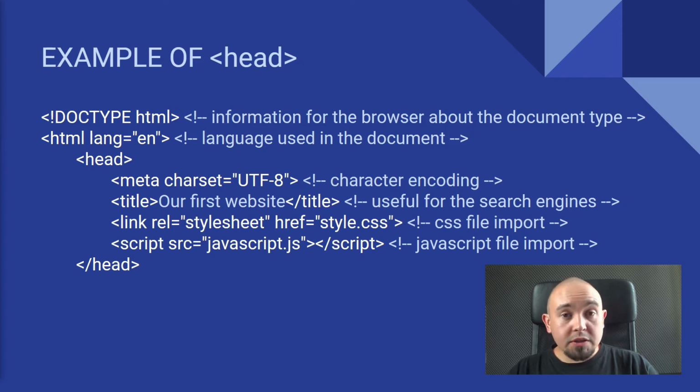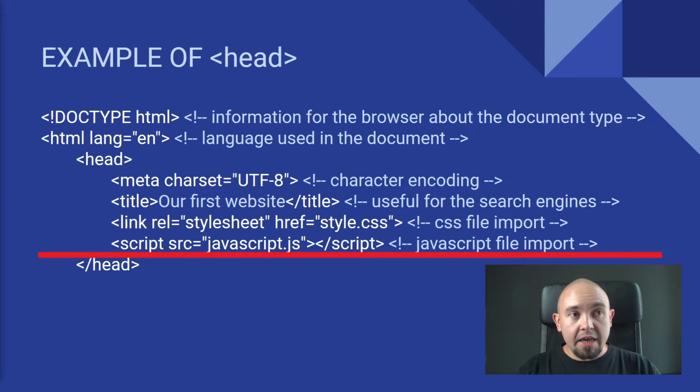The head tag is also a place where we can import the external files into our document. Here you can see a link tag with two attributes. The rel attribute stands for relationship, and its value shows us it's a style sheet. The href attribute stands for hypertext reference, and its value is the path to our file with the CSS styles. We can also import our JavaScript file into our head tag. To do that, we need to place a script tag with the src attribute. The src stands for source of our file, and its value is the path to our file with JavaScript code.